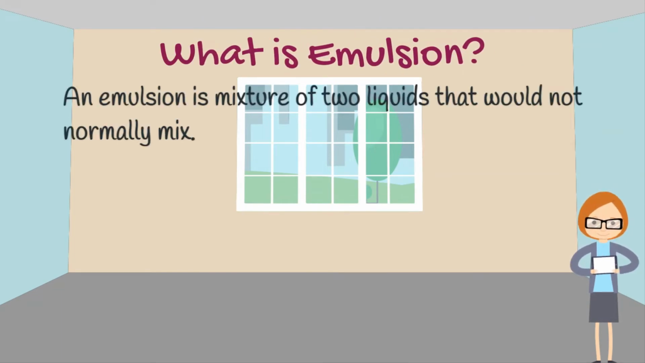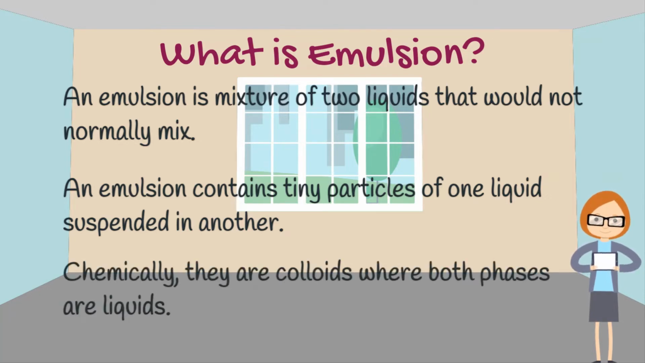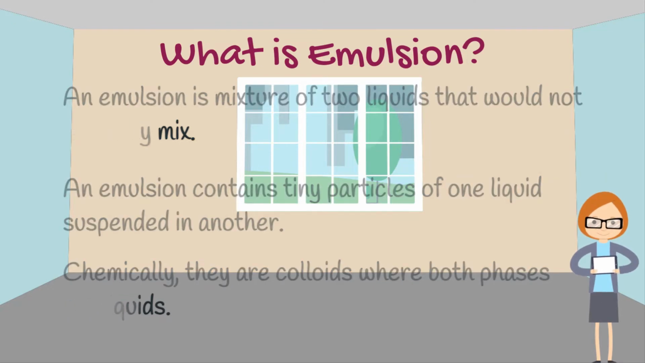What is emulsion? An emulsion is a mixture of two liquids that would not normally mix. That is to say, a mixture of two immiscible liquids. By definition, an emulsion contains tiny particles of one liquid suspended in another. Chemically, they are colloids, where both phases are liquids. They are typically milky in appearance, and the suspended material may be colloidal in nature.